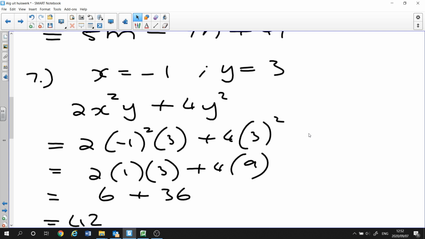So that means it is 2 times 1 times 3. Remember what maths? Brackets first. So that's 6 plus 36.